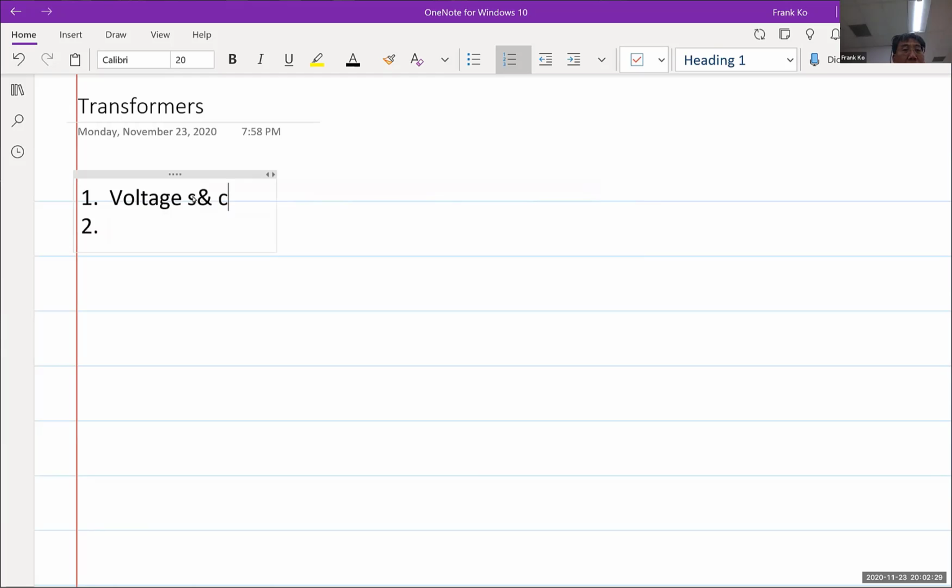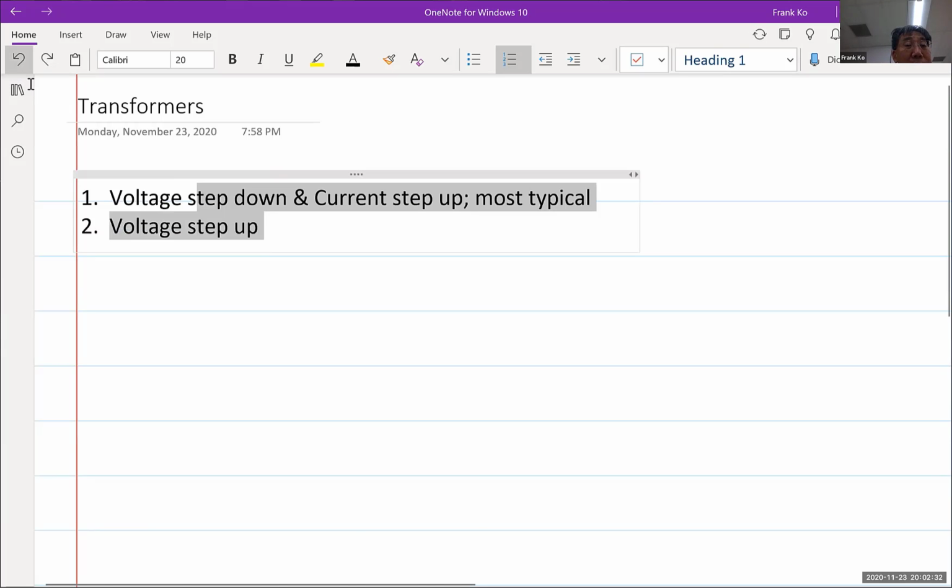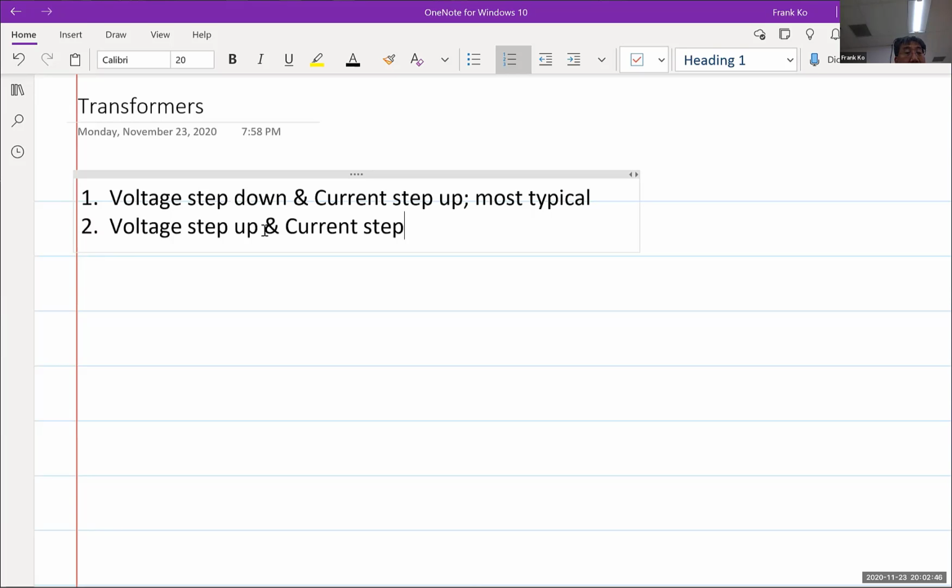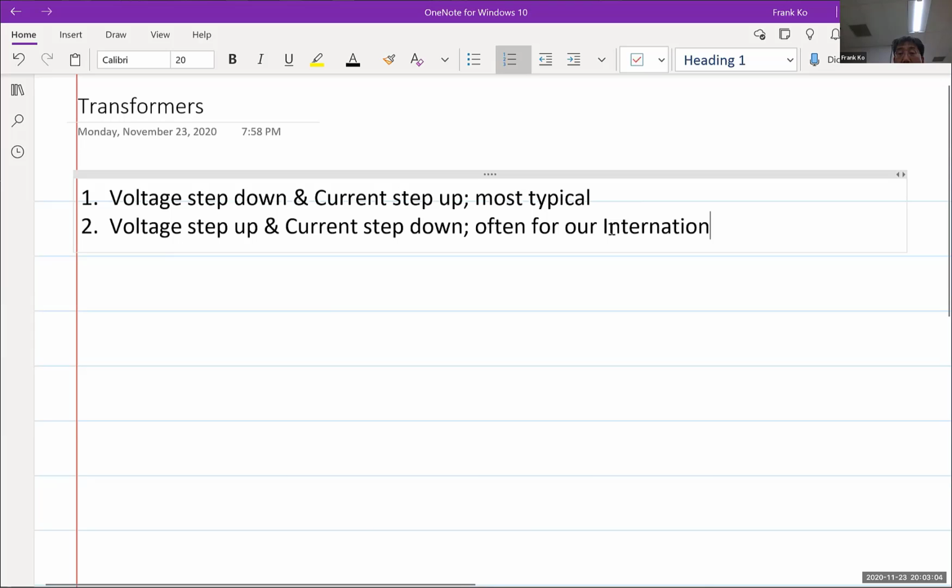And step current step down. And these are often for our international friends' laptops.